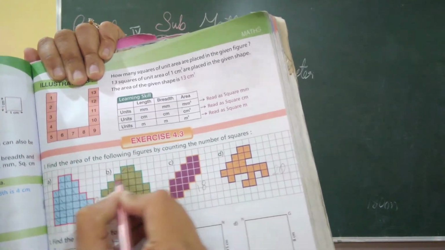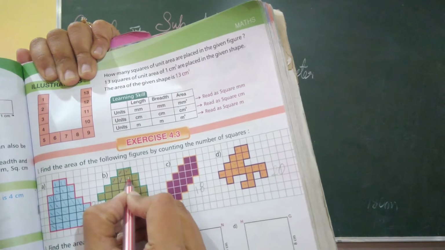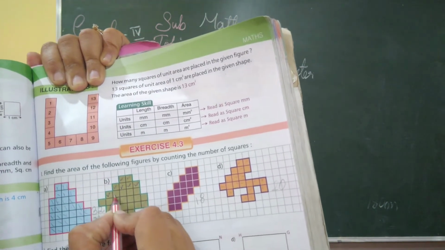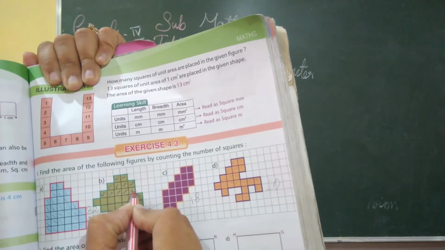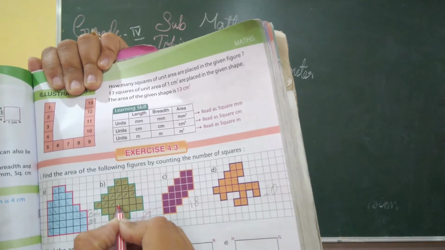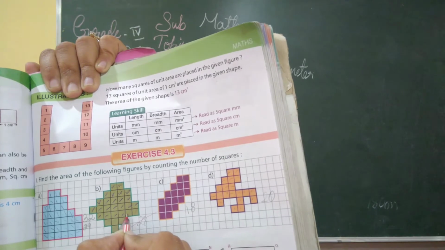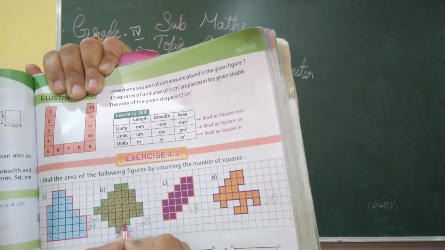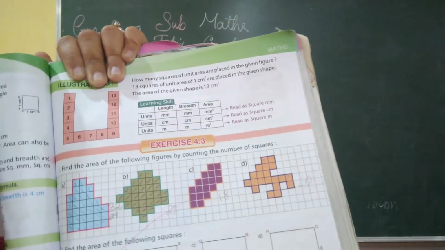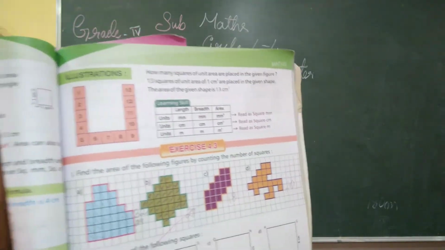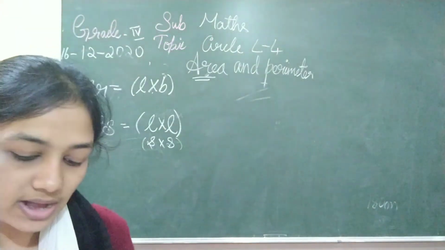1, 2, 3, 4, 5, 6, 7, 8, 9, 10, 11, 12, 13, 14, 15, 16, 17, 18, 19, 20, 21, 22, 23, 24, 25, 26, 27, 28. So the second answer is 28 square units. Like that you can do the other two sums.